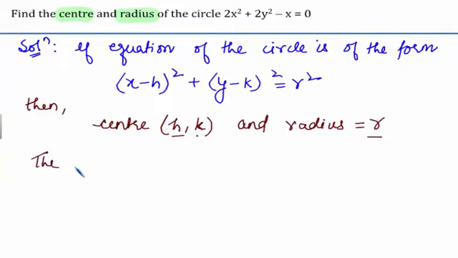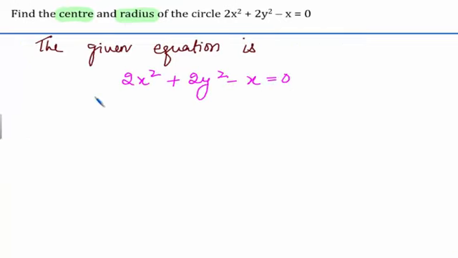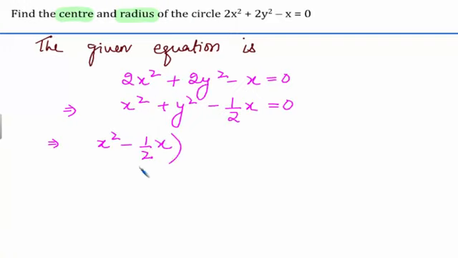Now, the given equation is 2x square plus 2y square minus x is equal to 0. Now dividing both the sides by 2, we have x square plus y square minus 1 upon 2 into x is equal to 0. Now this further implies that x square minus half x plus y square is equal to 0.